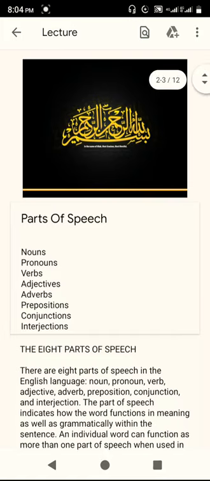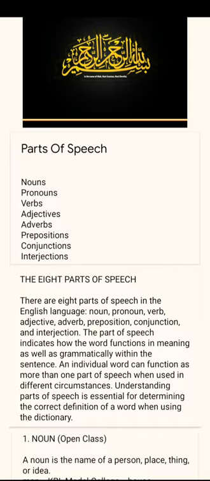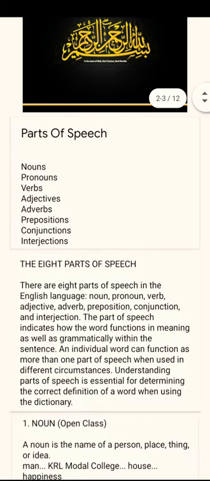Today's lecture is regarding the parts of speech, and let me clarify a myth. Before 2002, grammarians used to consider 9 parts of speech, but nowadays in modern English there are only 8, and the 8 parts of speech are nouns, pronouns, verbs, adjectives, adverbs, prepositions, conjunctions, and interjections.